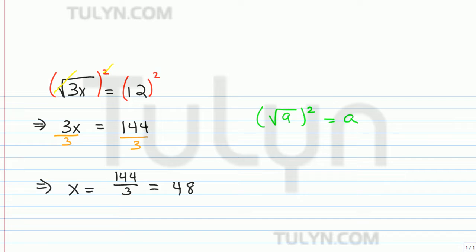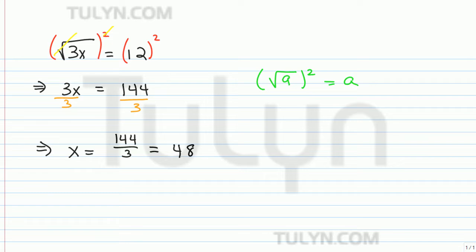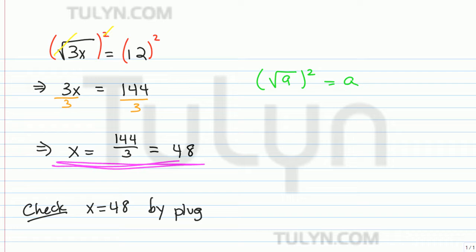So now that we have our solution, what we should do is check to make sure that the solution fits back into the original equation. The reason is because we squared both sides of the equation, we actually may end up getting more solutions that don't work in the original equation. So if we want to check, x is equal to 48, by plugging it into the original equation.